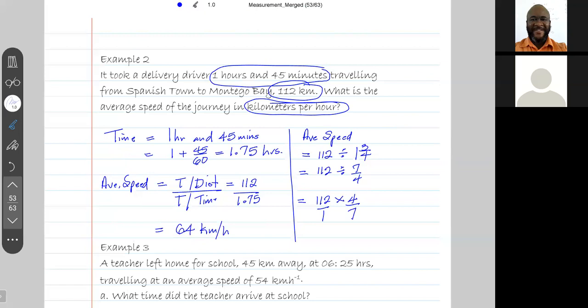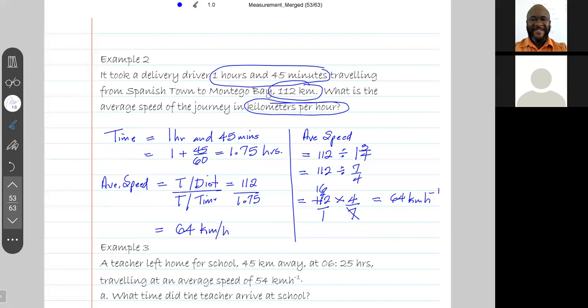Can I divide 112 by 7? I think I can. 7 into 11 goes 1 time, remainder of 4. 7 into 42 goes what, 6 times? Yes. And 16 times 4, this is 64 kilometers per hour.